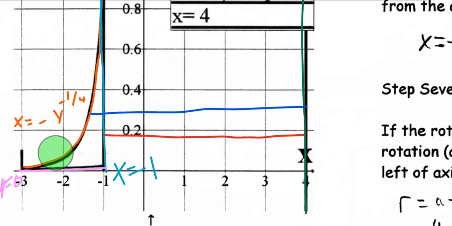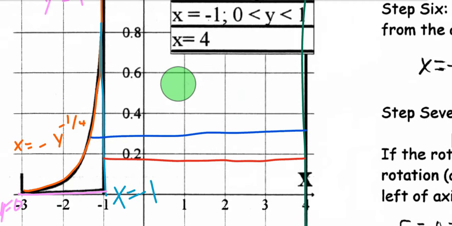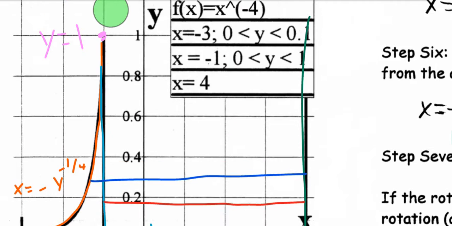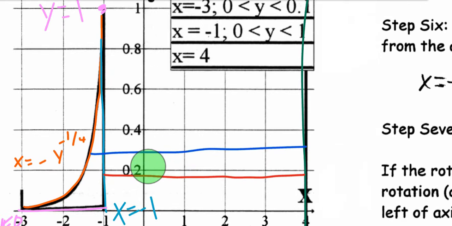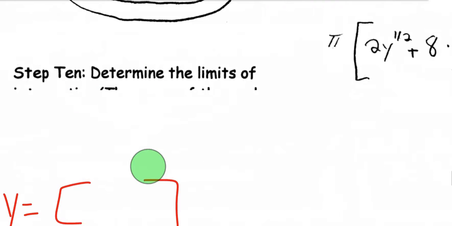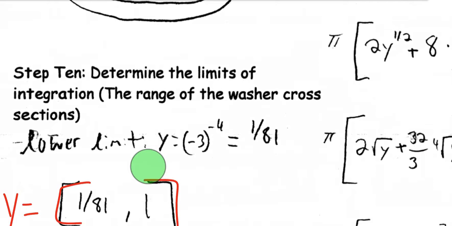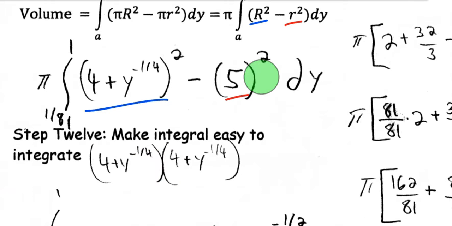Again, the reason we do that is because of the range of our washers. These washers are going to go all the way up from 1/81 to 1. And if we find the area of all of these washers, which is infinitely many from 1/81 to 1, essentially what we're doing is just integrating all those areas. And thus we get volume. So this is what our integral is going to look like.